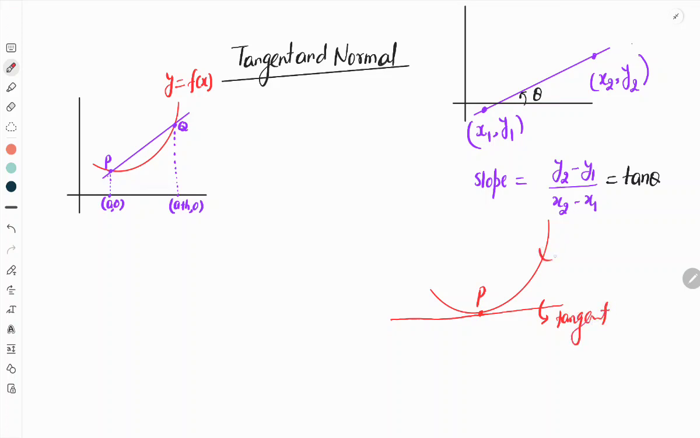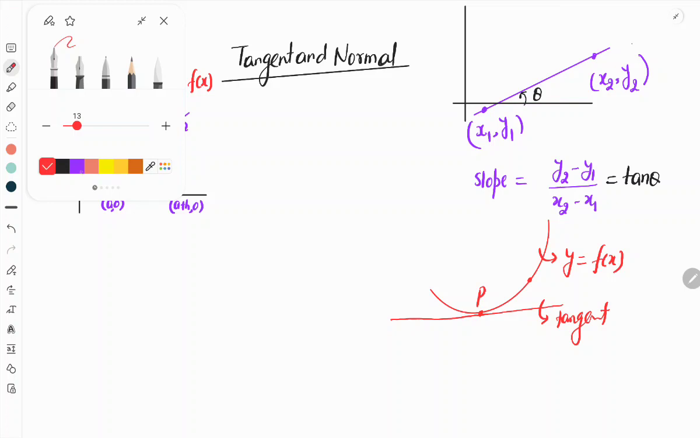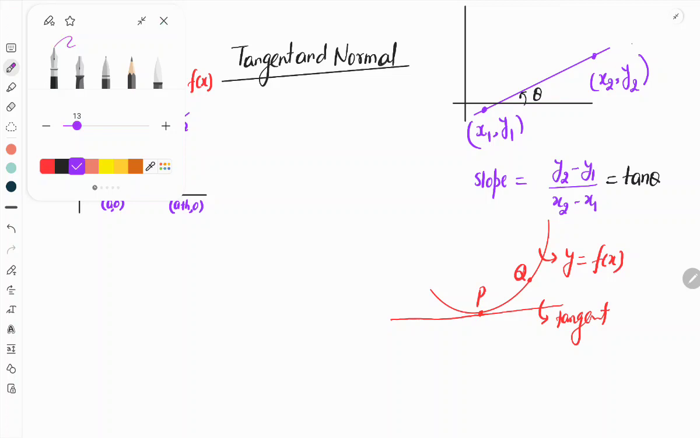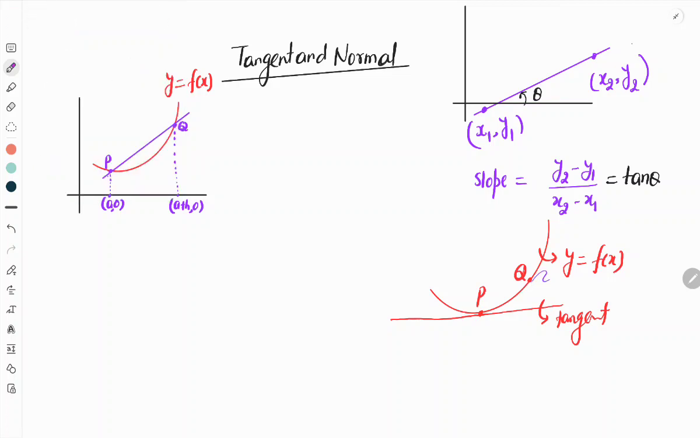Now the curve equation will be, let's say, y = f(x). Similarly, you can take another point, let's say point Q, and the tangent at Q will look like this. You can draw a tangent, correct or not? Just touching at Q, so this is called a tangent.